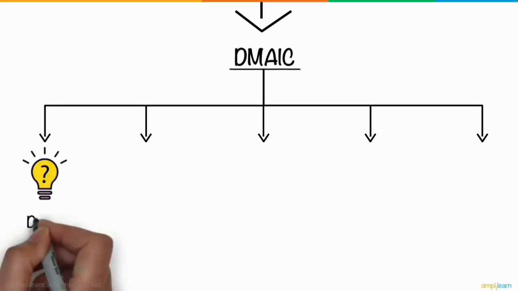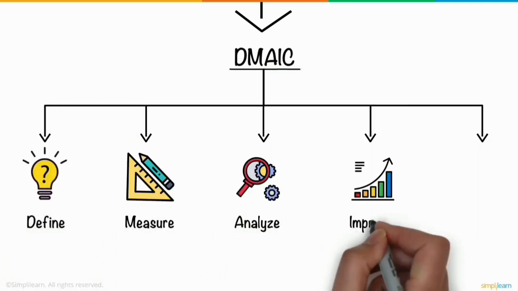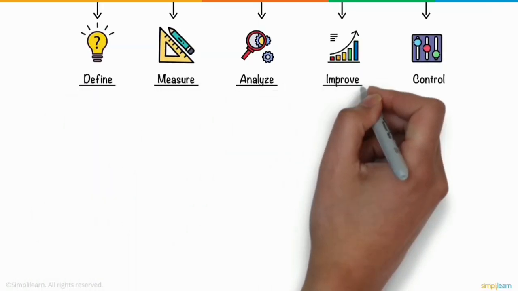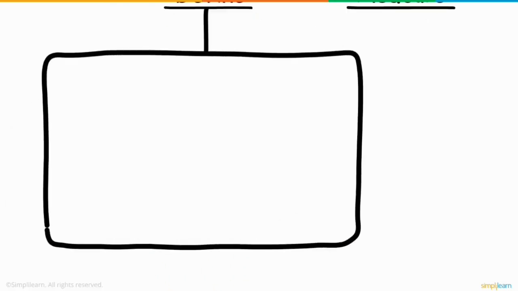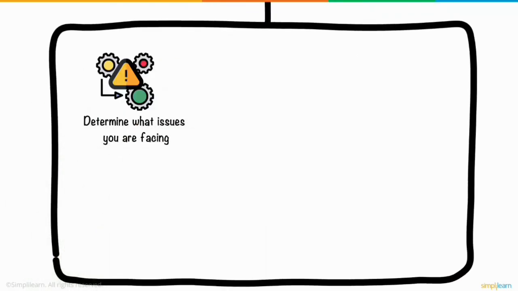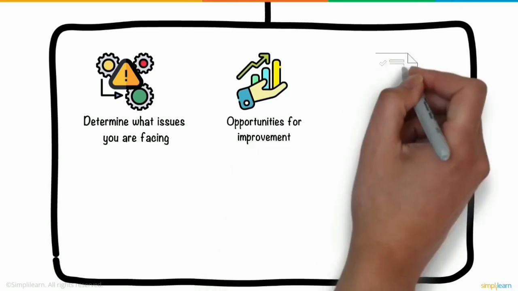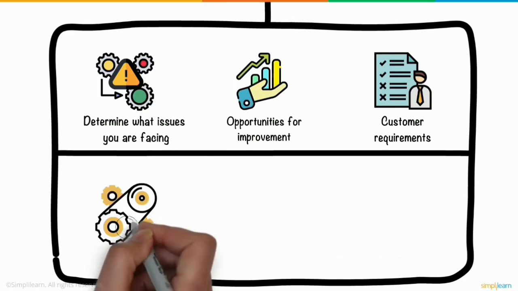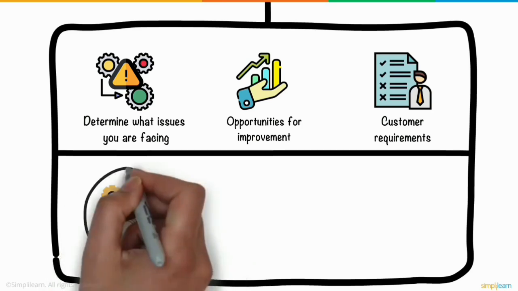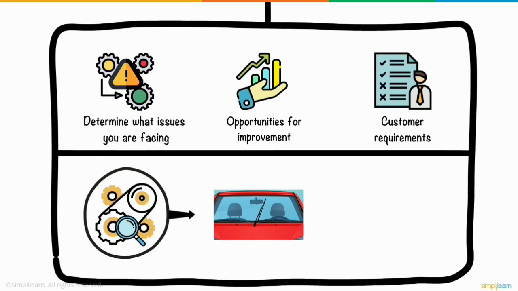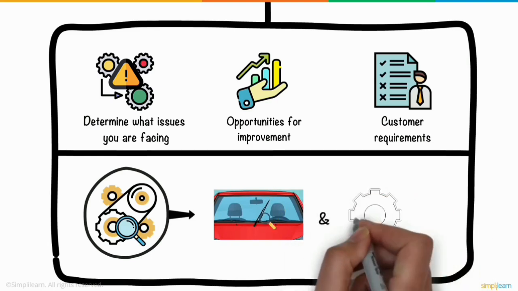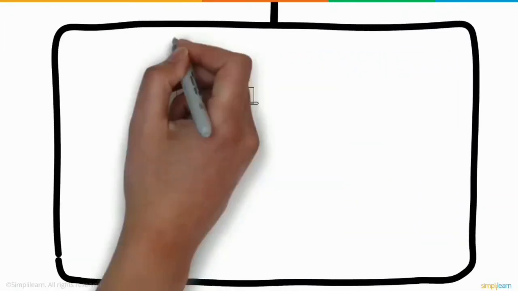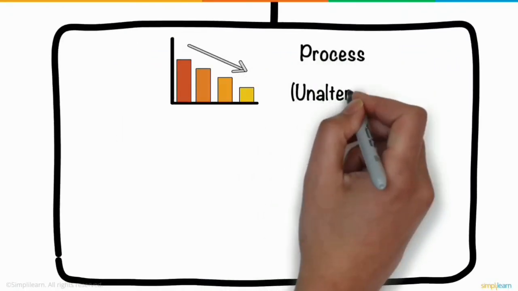DMAIC is an acronym for Define, Measure, Analyze, Improve, and Control. Let's have a look at each of these stages individually and how it relates to your earlier problem. In the Define phase, you determine what issues you're facing, what your opportunities for improvement are, and what the customer requires of you. Here, you look at the process as a whole and determine the issues with the manufacturing process. In this case, finding out why the cars had varying windshield wiper quality and how to optimize the current process to manufacture more cars.